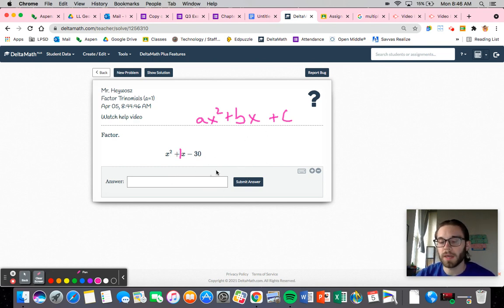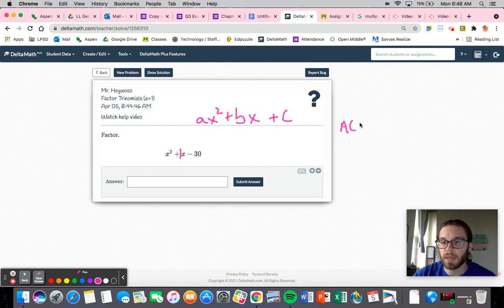So our goal is to factor this. The method that we're going to use is something called the AC method. Now, in this scenario, A is equal to 1, so pretty much it's just the C method, if you really want to be specific, but it's called the AC method. Our goal is to find factors of A times C that add up to B.